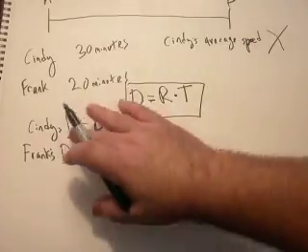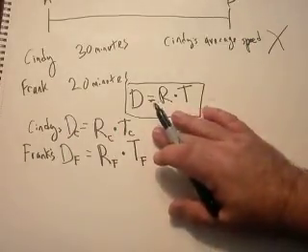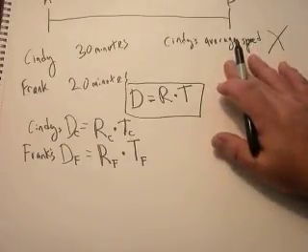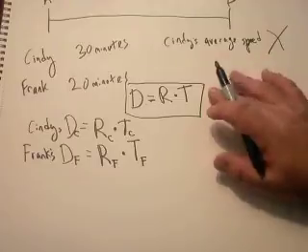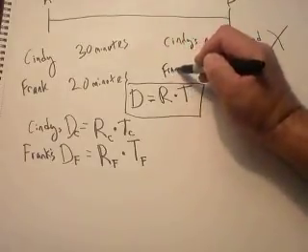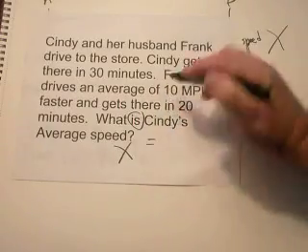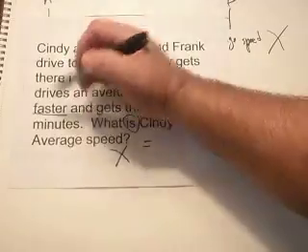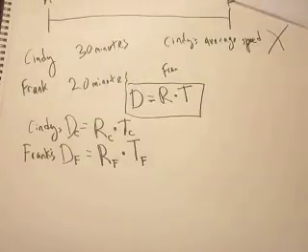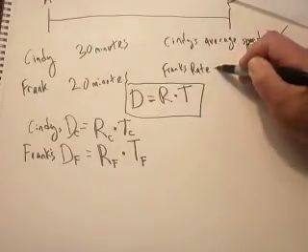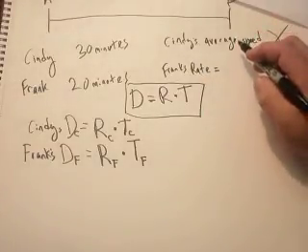Okay, so now I've got a formula to show the distance Cindy went and a formula to show where Frank went. Now we know Cindy's average speed. What is Frank's speed? Well, we don't know. All we know is Frank, we know from here Frank drove 10 miles an hour faster than Cindy. So Frank's rate is, the equal sign is.